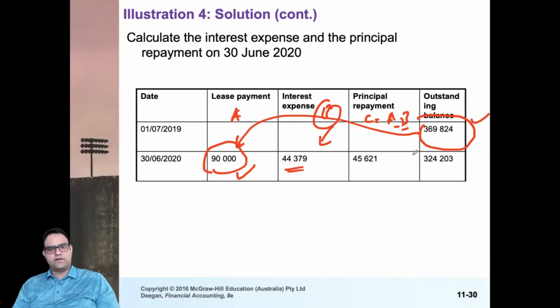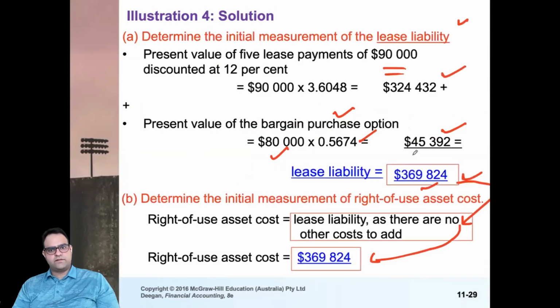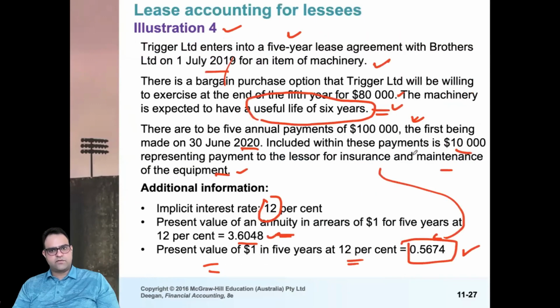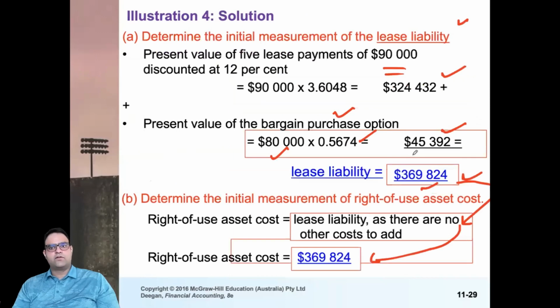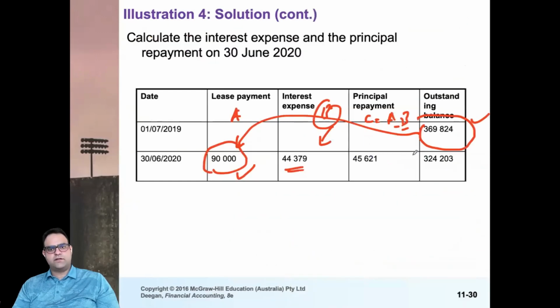The value is given here. The amount of present value is here, and the interest rate is 12%. So we will apply the 12% interest on this value, and we will get 44,379. The remaining is the principal repayment. So the total outstanding balance after 1 year is 324,203.